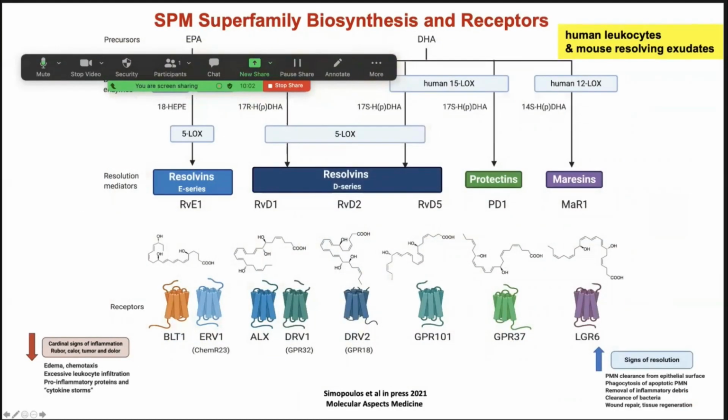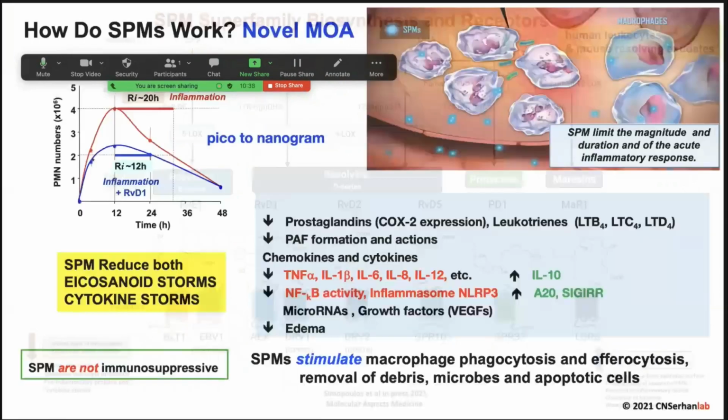With the complete stereochemistry of each of the pro-resolving mediators in hand, we were able to identify some of the first GPCR cell surface receptors that are pro-resolving receptors, illustrated here. The lipoxin A4, the resolvin D1 receptor. They're each stereoselective for activating pro-resolving signals, and very recently the MAR1 or the maresin 1 receptor, LGR6, which has already been confirmed by other groups.